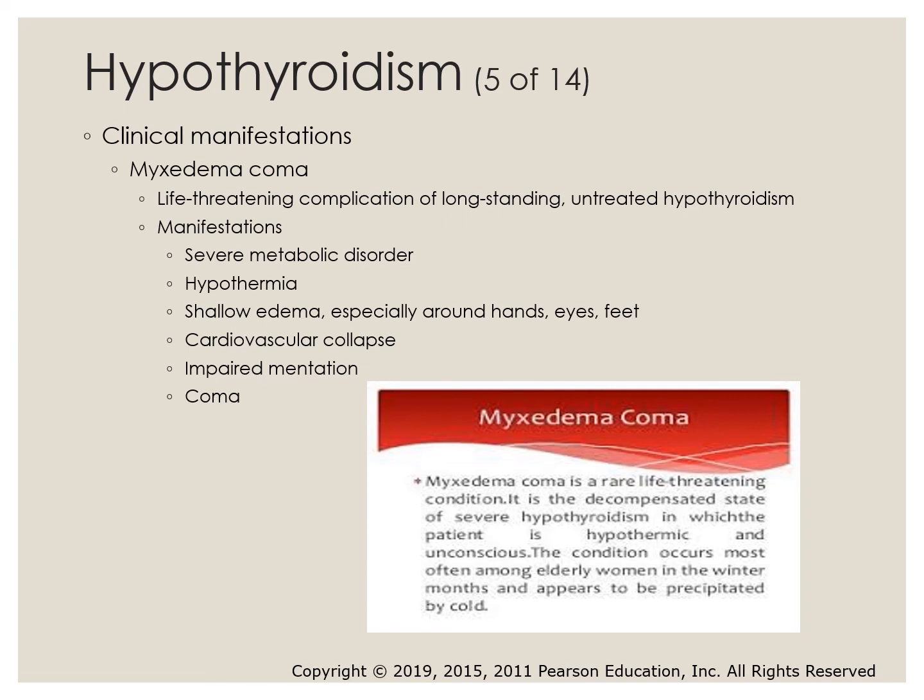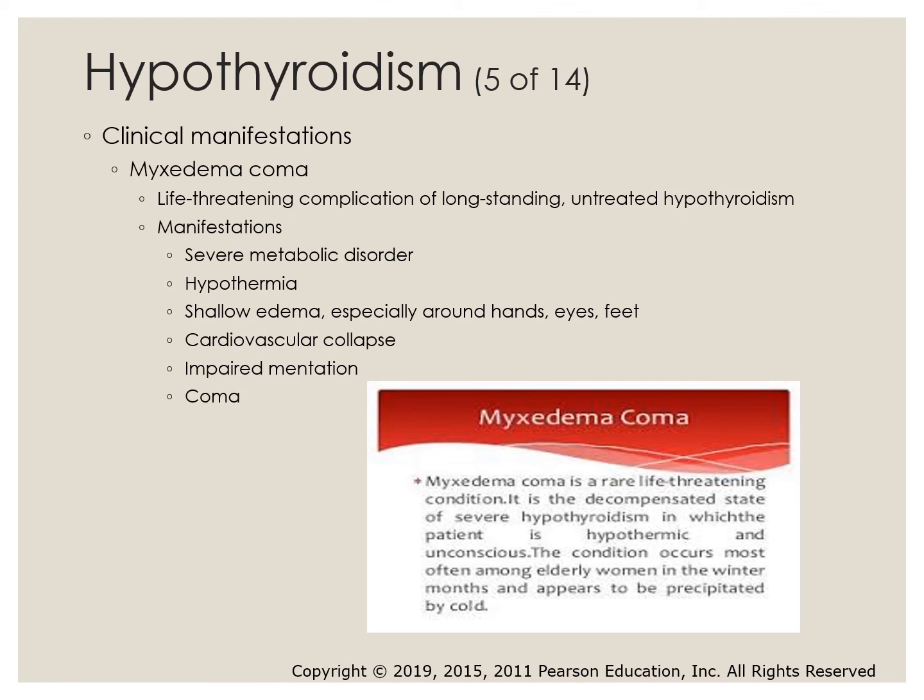The treatment of myxedema coma addresses the precipitating factors and manifestations and involves maintaining a patent airway, adequate fluid, electrolyte, and acid-base balance, maintaining cardiovascular status, and increasing body temperature, because your body temperature will drop.